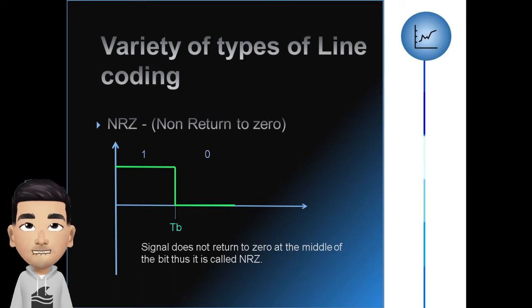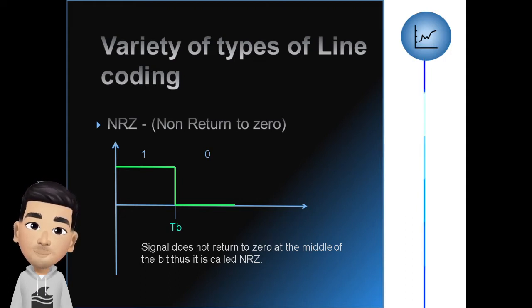As we can see, for example, we have 1 and 0. If the bit is 1, the signal will go to A positive and continue its one whole cycle at A positive. Then if the next bit is 0, the signal will go down from A positive to 0, and from 0, it will complete its whole cycle at 0.